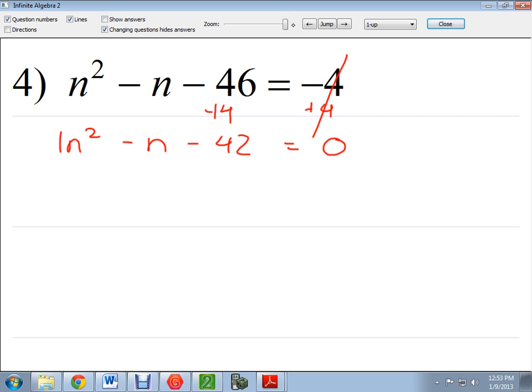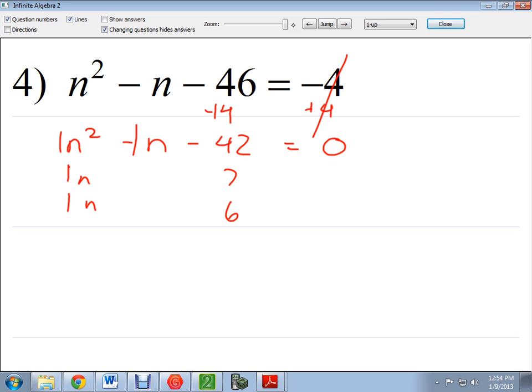What numbers multiply to the 1 n squared? 1 and 1, of course. Those are both n's. I need several factors that would multiply to 42. But being that this is a 1 in the middle, those numbers are probably going to be pretty close to each other. So what numbers would multiply to 42 that are very close to each other? 8 and 7. Does 8 and 7 make 42 when you multiply? 7 and 6. Very good. 7 times 6 is 42.